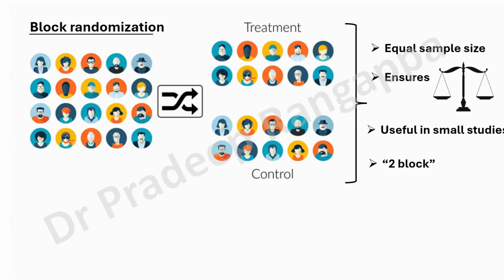Block randomization is always in even numbers: two block, four block, six block, and so on and so forth. But generally, two block or four block randomization is what you would commonly encounter.